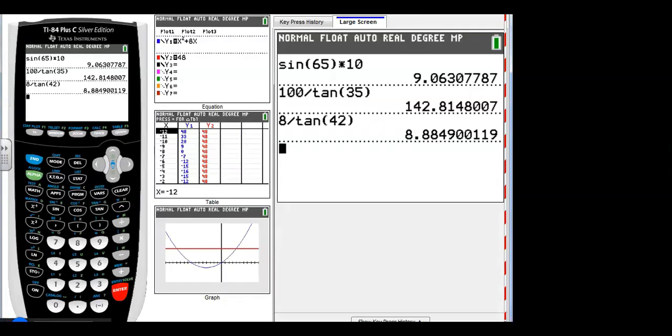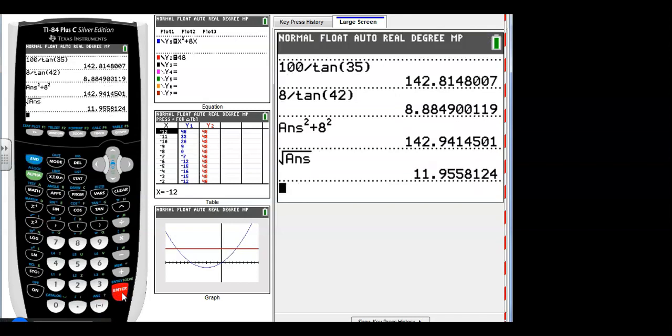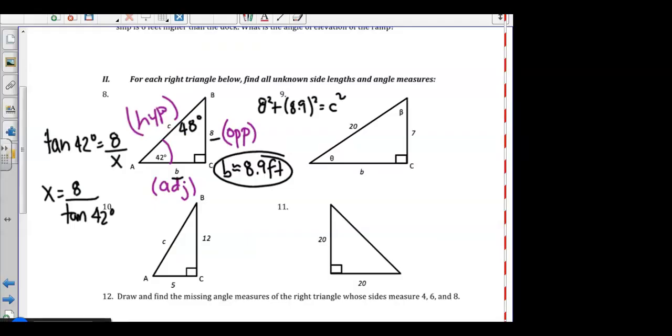What I'm going to do in my calculator is I'm going to use the previous answer, and I'm going to square it, and then I'm going to add 8 squared. So I get approximately 142, and I'm going to take the square root of that answer to get the length of my hypotenuse, which is approximately, let's round to 12. So little c is approximately 12. And I apologize, I wrote feet there. We don't actually know the units on this one. So it would just be units in this case.